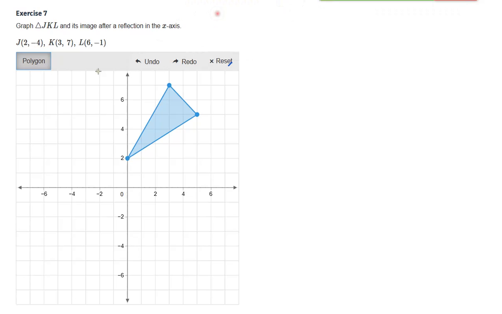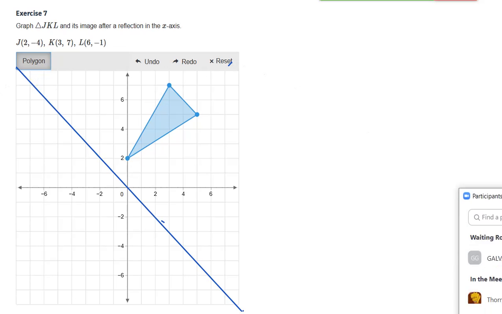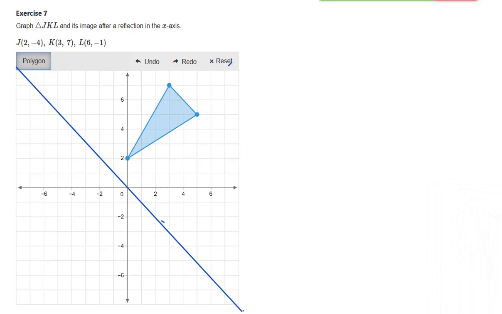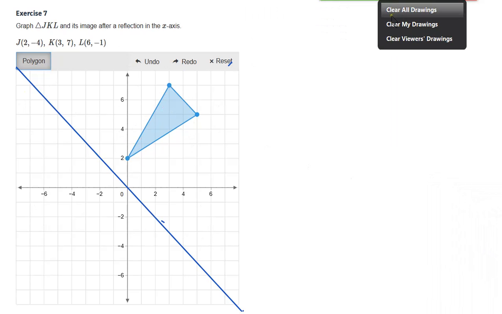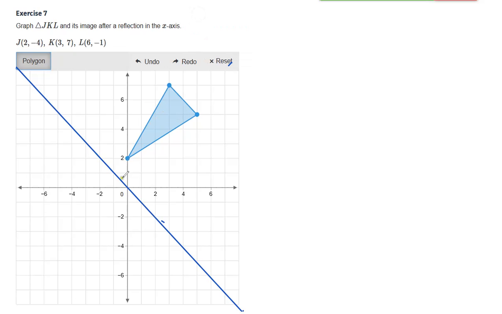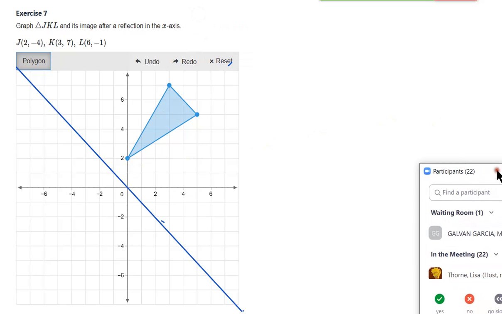What if we're reflecting across this line right here? Why isn't that making me a line? Should make me a line. There we go. What if we're reflecting across the line y equals negative x? What happened to him? He's gone. Oh well. If I wanted to reflect across this line right here, this time it's really helpful to look at the coordinates of these points. Oh, there he is.